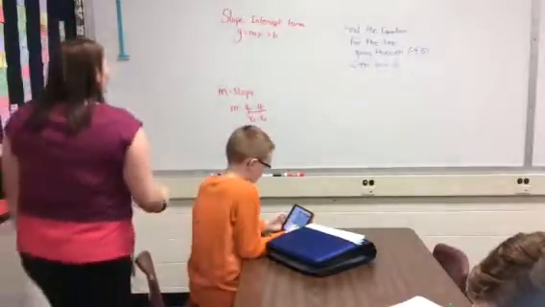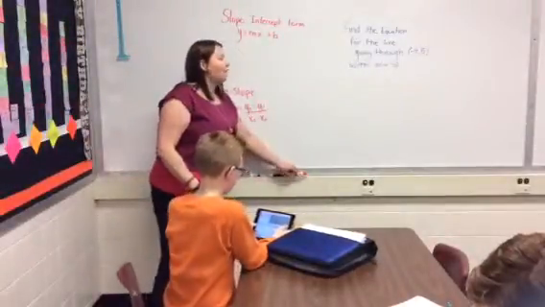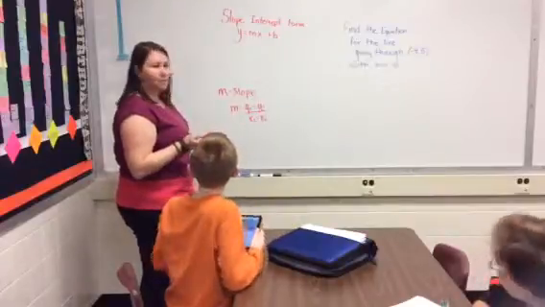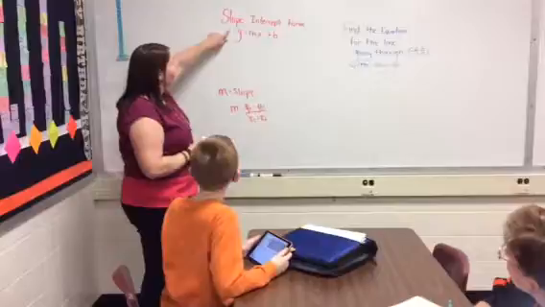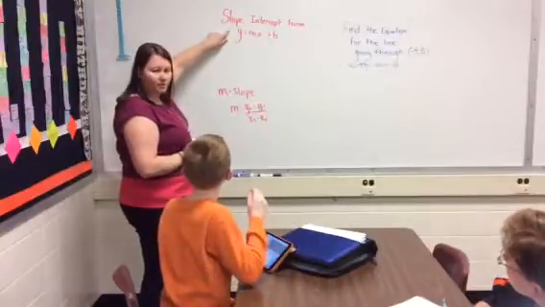All right, so today we're going to talk about slope-intercept form of a line. We're going to look at points and slope and create equations, okay? So if we have this slope-intercept form, does anyone know what any of the parts are?